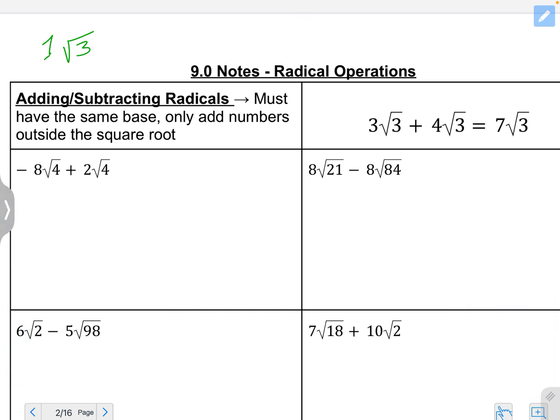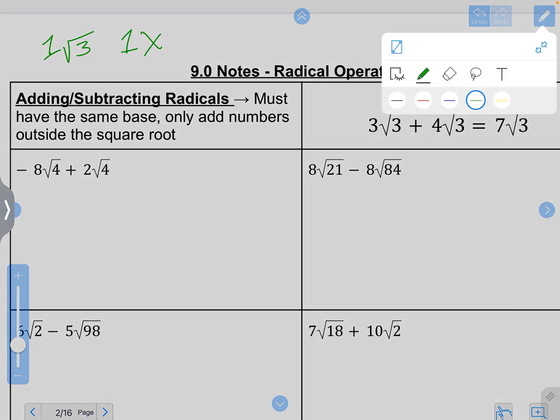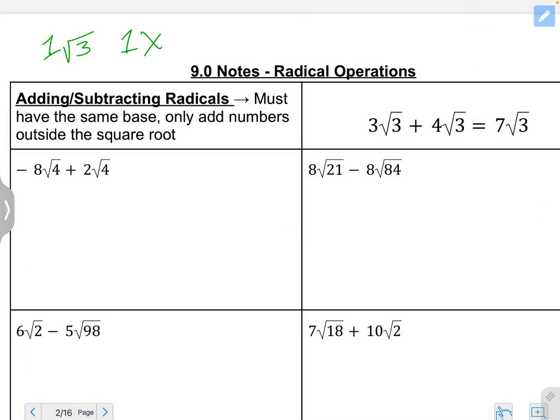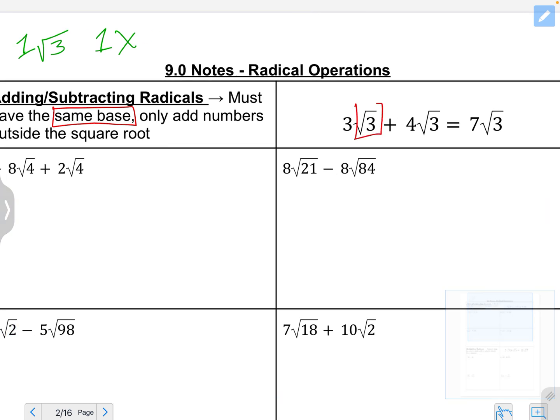Every square root has an invisible one in front of it, just like every x has an invisible one in front of it, and we can only add or subtract radicals if they have the same base. What that means is that they must all have the same number inside the radical for us to add or subtract them, just like if we had x's.